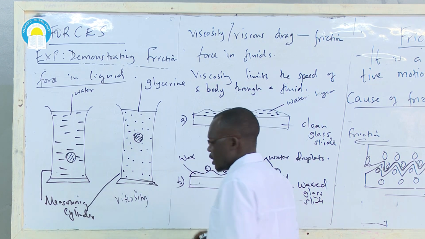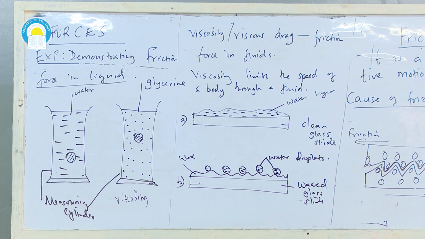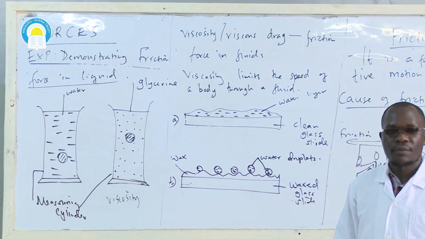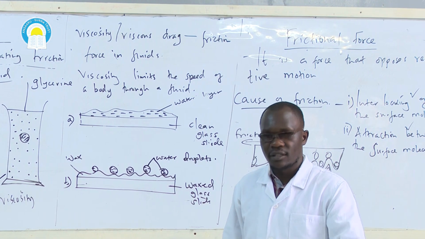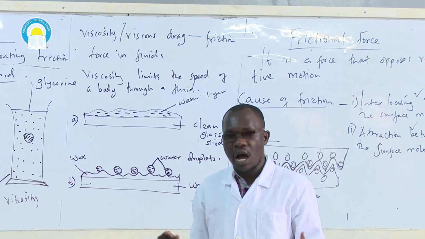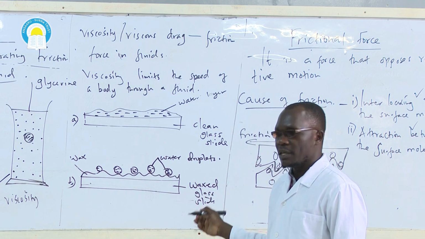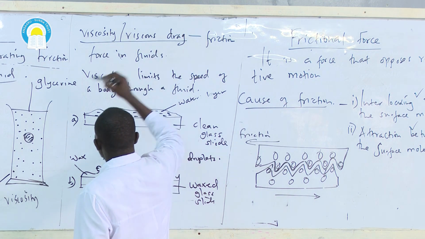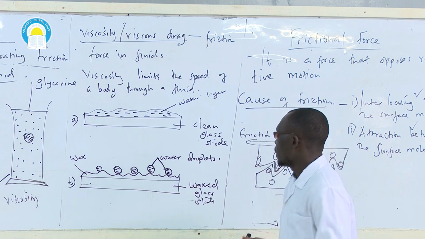When I talk of a fluid, I'm not referring to only a liquid. A fluid is a general name referring to either liquids or gases, meaning even in gases, there exists friction. An object moving through air will experience an opposition, a force trying to oppose its movement, and the force is friction. We are saying friction force in liquids, friction force in gases, we call it viscosity or viscous drag.